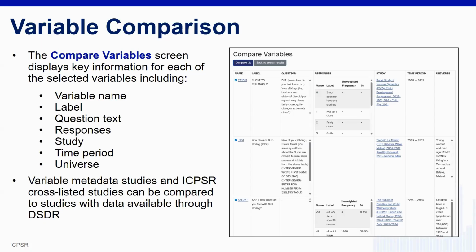To compare variables, you select them using the checkbox next to each variable name. After clicking the Compare button, the Compare Variables results screen will show you detailed information for each selected variable, including the name, label, question text, response categories, and so forth. In this example, we're looking at a comparison of three variables. The first is from a variable level metadata study, the Panel Study of Income Dynamics, or PSID. The second is from a restricted access study where variable responses have been masked for disclosure protection, which is why you see the blank area in the middle of the page. And the third is from a study where the data are publicly available through DSDR.